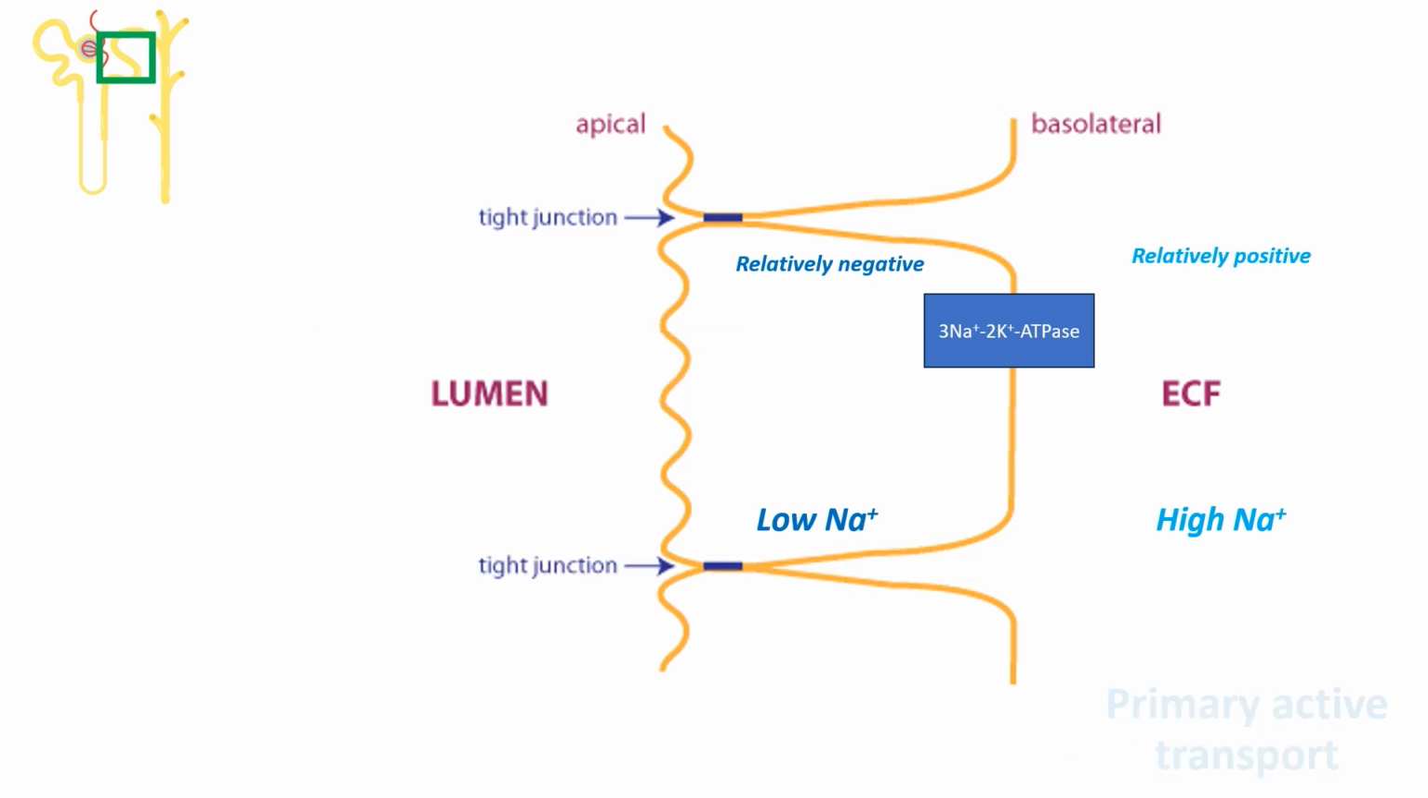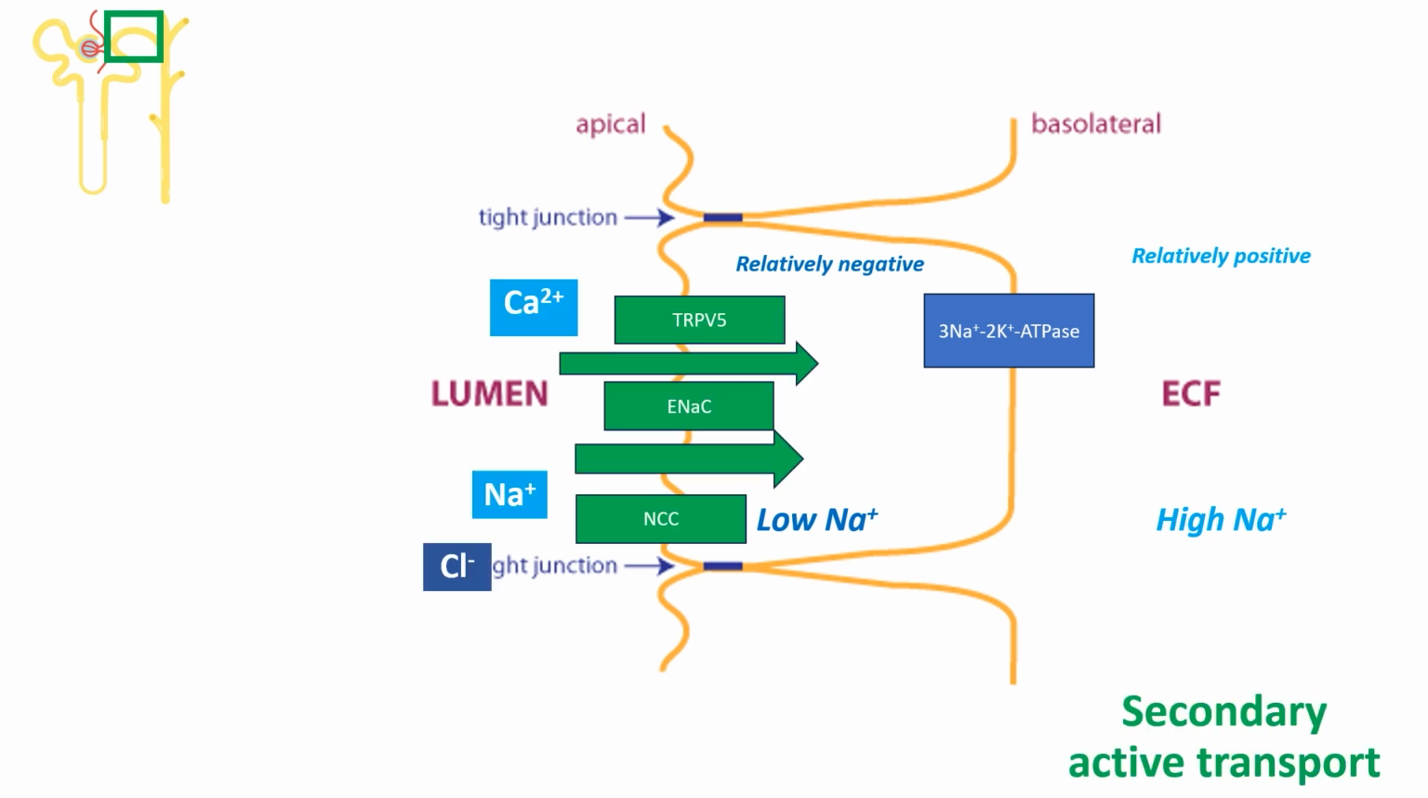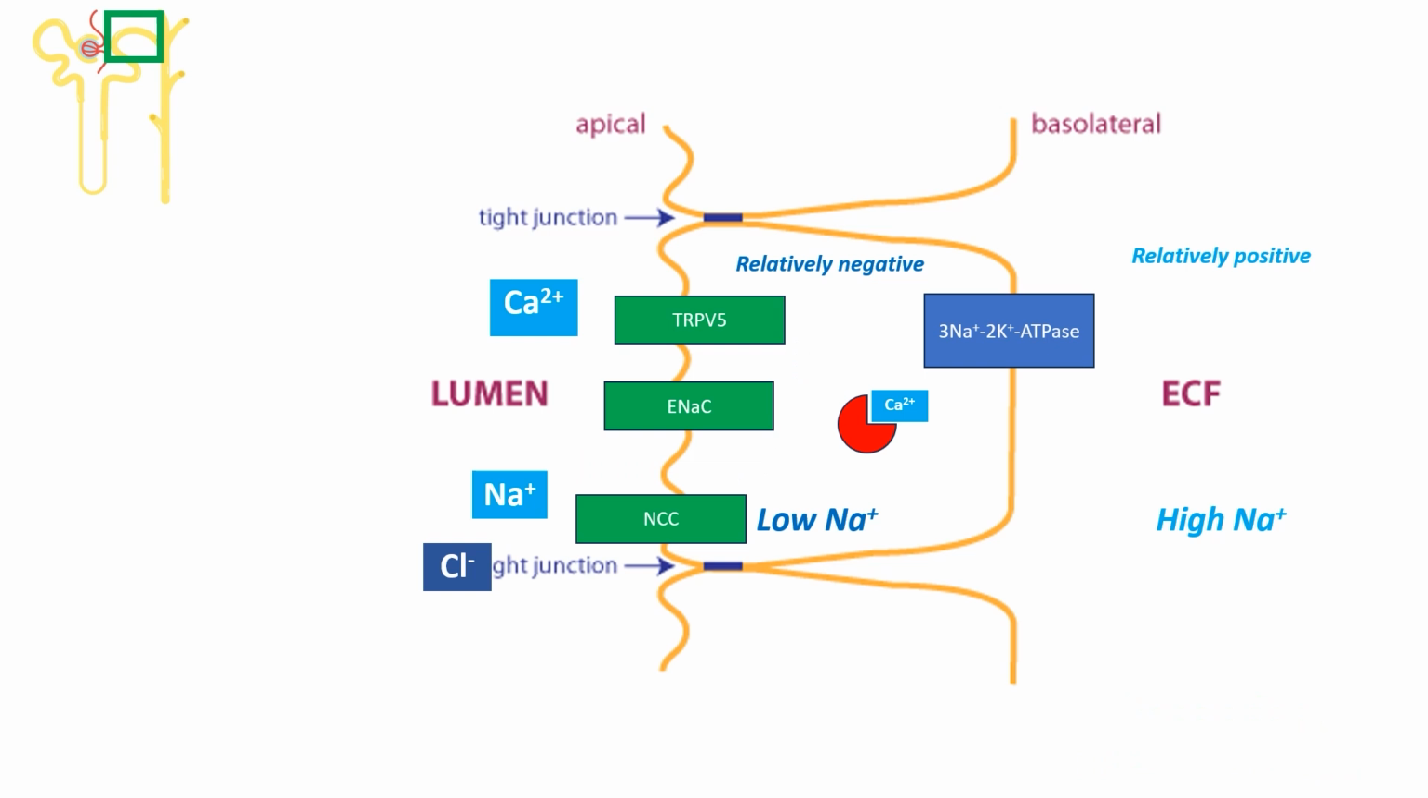At the distal convoluted tubule, the electrochemical gradient facilitates secondary active transport of sodium into the cytosol via the luminal sodium chloride cotransporter, NCC, and the selective epithelial sodium channel, ENaC, as well as the transport of calcium into the cytosol via TRPV5. Next, the intracellular calcium concentration is buffered by calbindin-1.